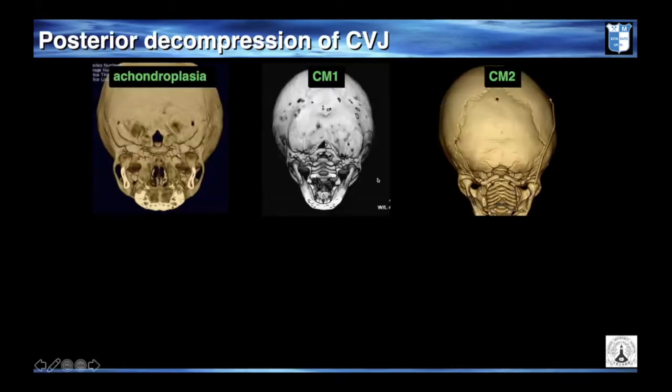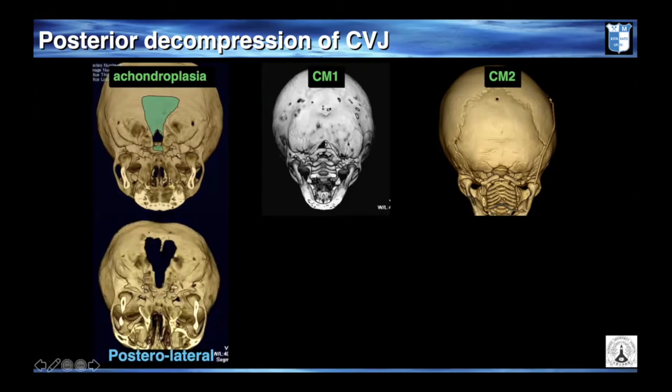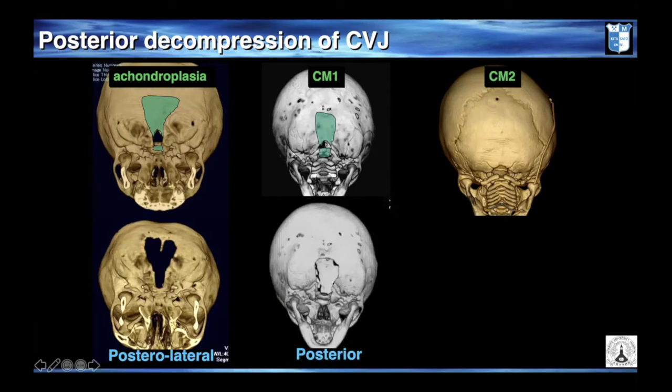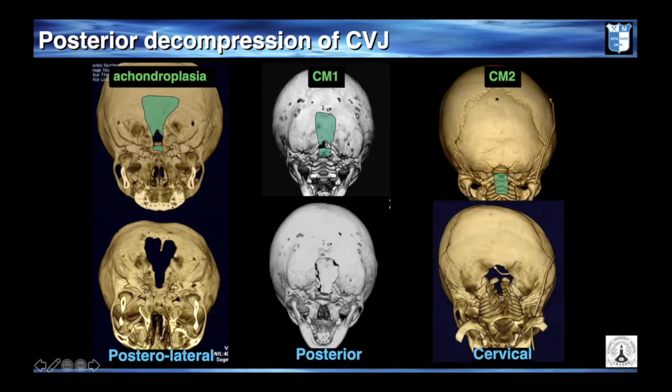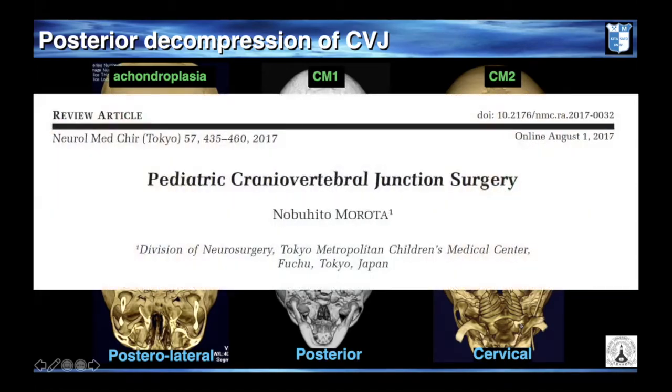So what it means is, if you do the decompression in achondroplasia, what is important is that you go lateral, posterolateral decompression, especially laterally like this, enough decompression is required. In Chiari malformation 1, you don't need to go lateral too much. Yes, you need decompression with the width of the spinal cord. And in Chiari 2, the foramen magnum is even large, so you don't need to make the foramen magnum decompression. What you need is the upper cervical decompression. I discuss this issue in this paper, which was also published 4 years ago.